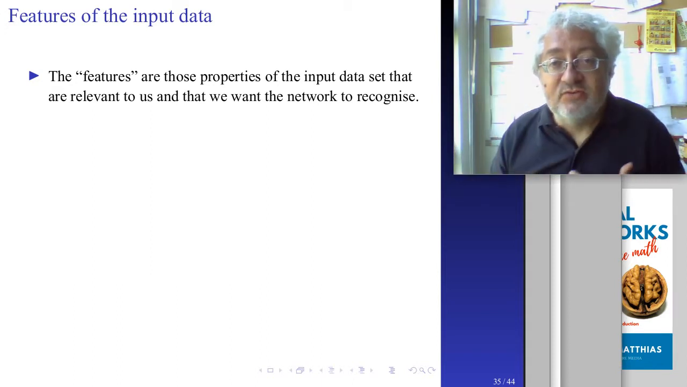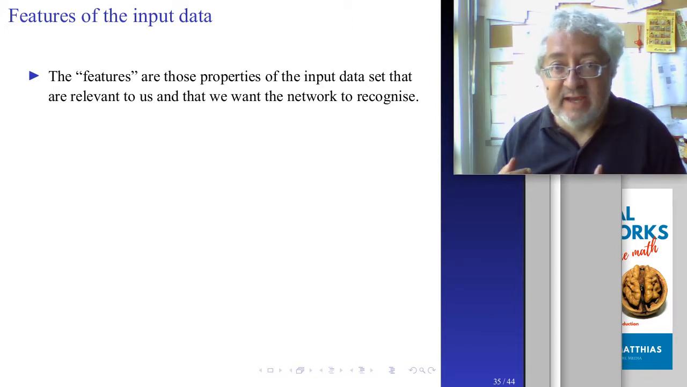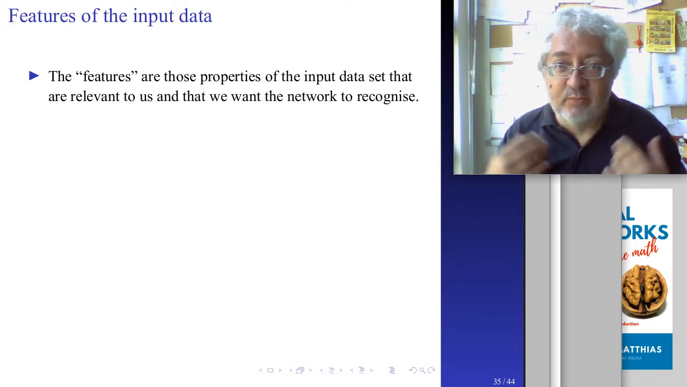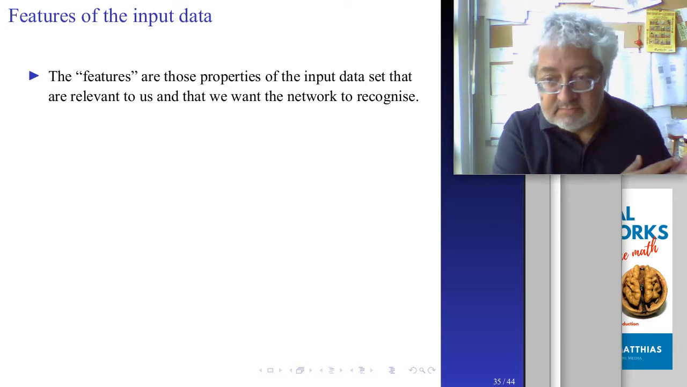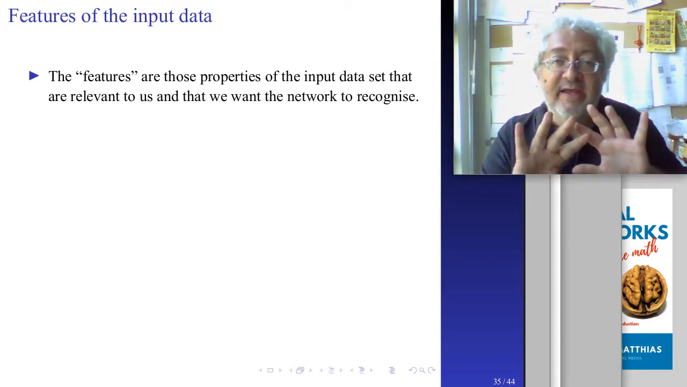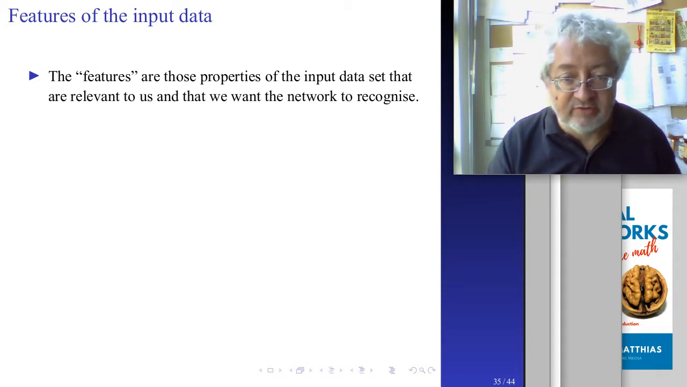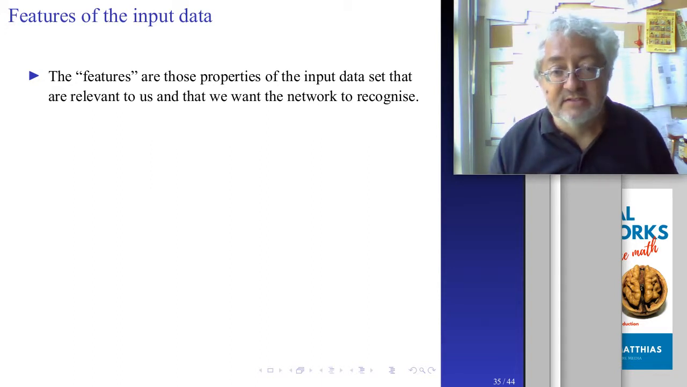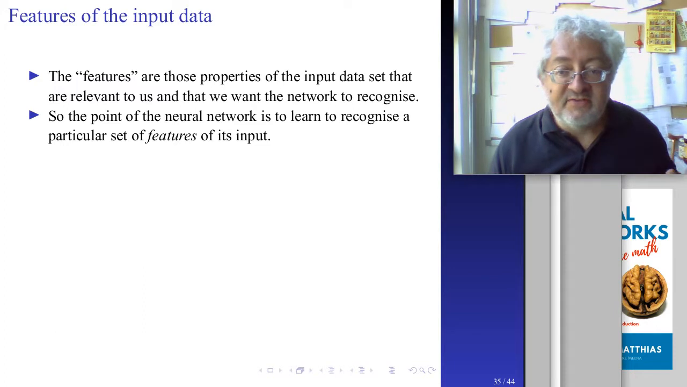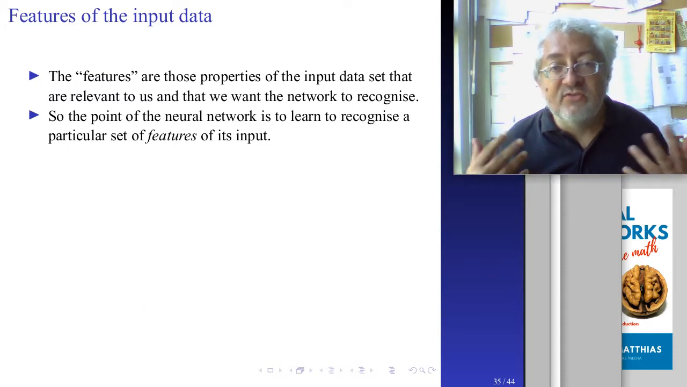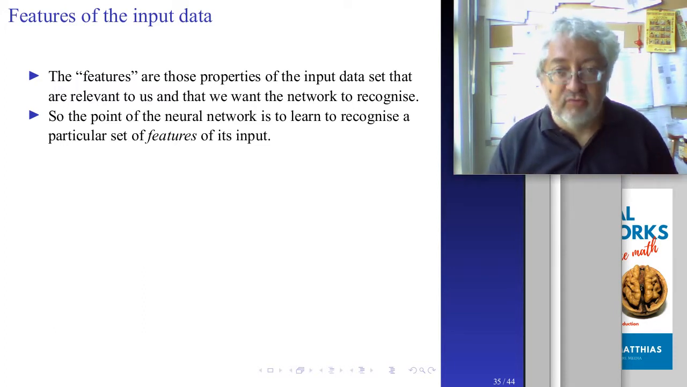So I need to somehow make sure that the network understands that my glasses are not part of what makes my face my face. This is why I distinguish between features, which are the properties of the data set that are relevant and that the network should actually learn to recognize, and noise, which is not what the network should learn to recognize.